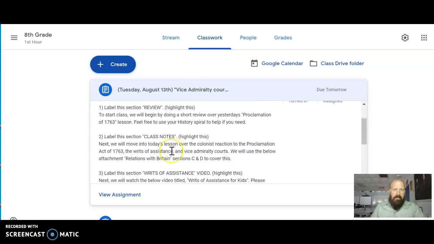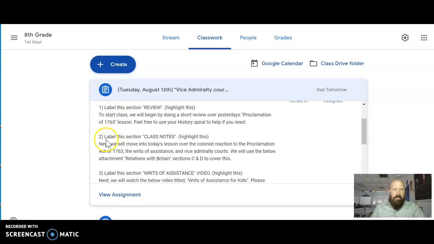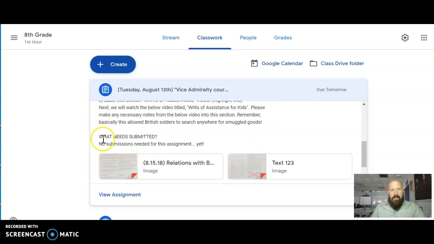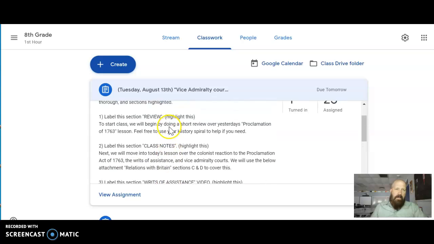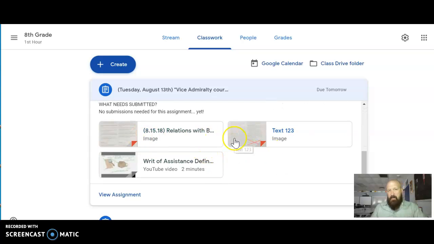If you look at the assignment, it shows you what we did first, what we did second, what we did third, tells you what to label each part of your class notes, and most importantly, tells you what needs submitted. No submissions for tonight. Below these steps are the sources that we use for this assignment.